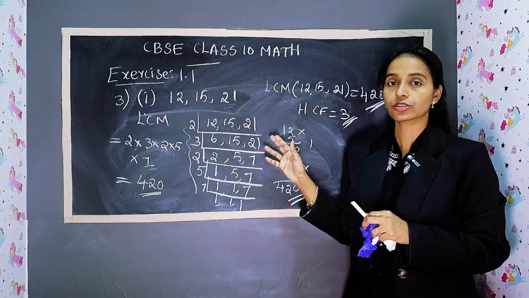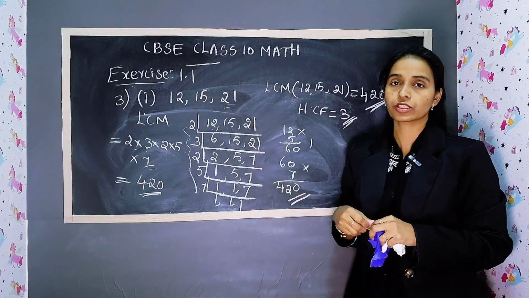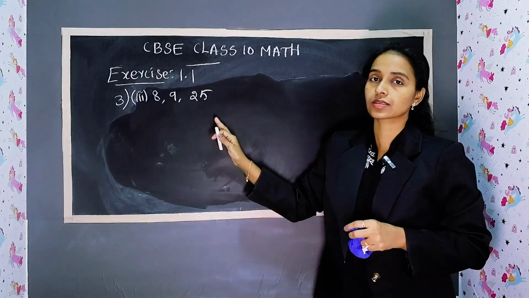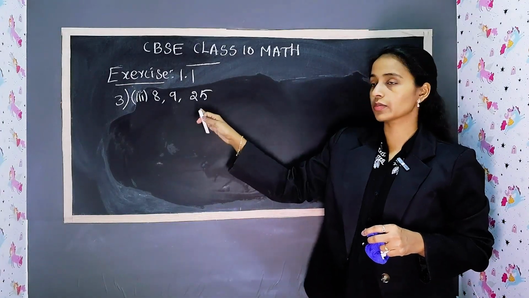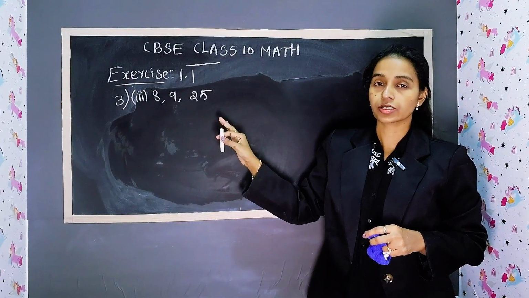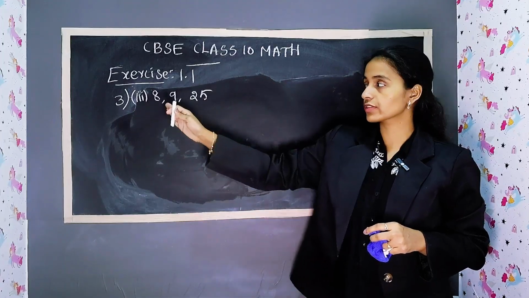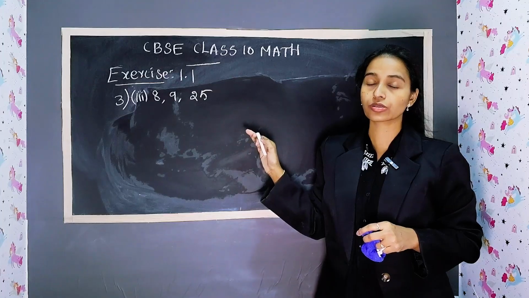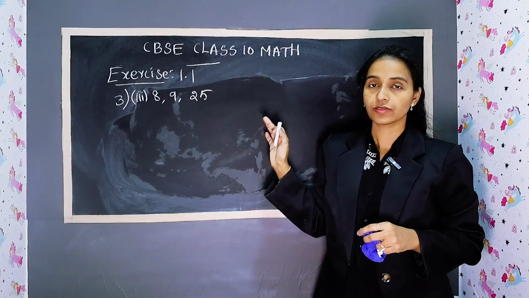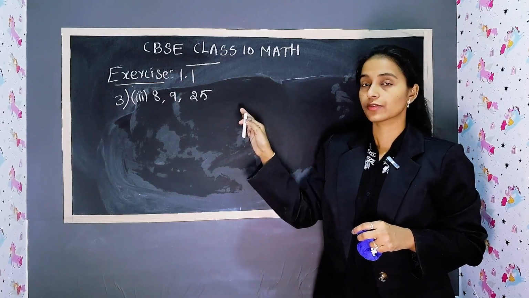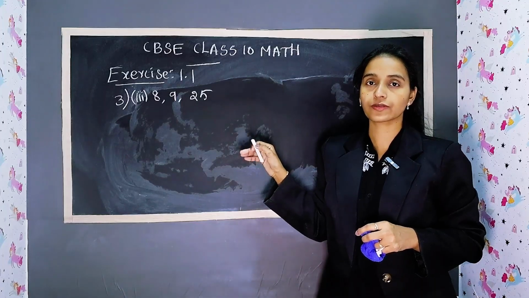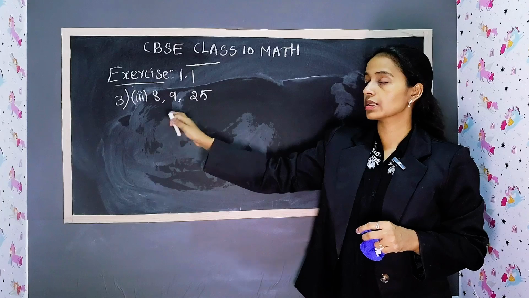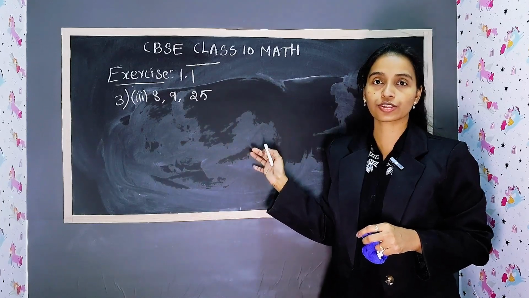Now we are going to find out the solution for the 3rd sub-question in the 3rd problem of exercise 1.1. This is the 3rd sub-question: 8, 9, 25. We need to find out the LCM and HCF of these 3 numbers using the prime factorization method. For that we'll be using the L method for finding the prime factors. So the same question but the numbers are different. Now we can see the solution.